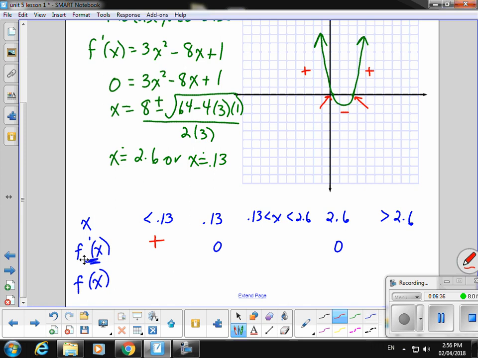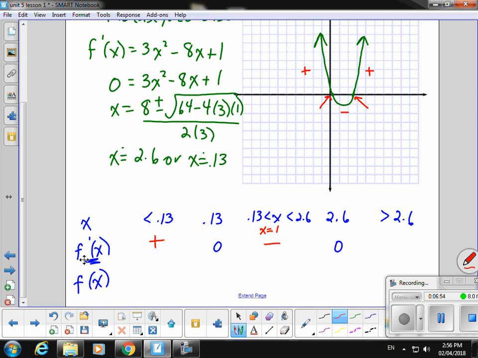I'm going to choose a value between 0.13 and 2.6. I'm going to use x equals 1. You can use whatever you want in there as long as it falls in that interval. So I would have 3 times 1 squared is 3, subtract 8 times 1 is 8, so I'm at -5 plus 1, -4. So my value is negative. That's all I care about.